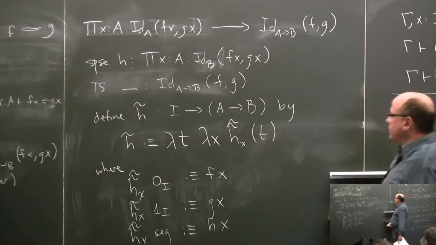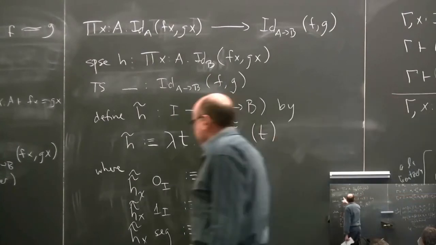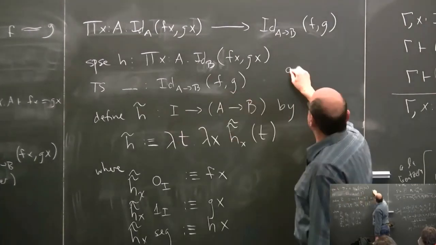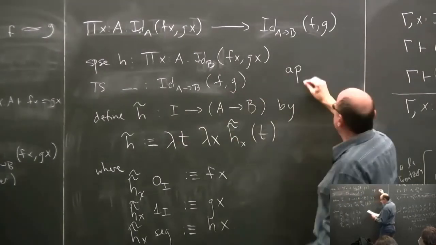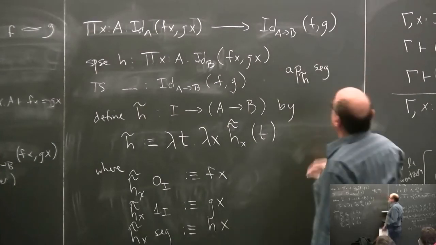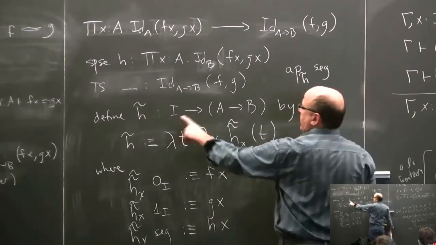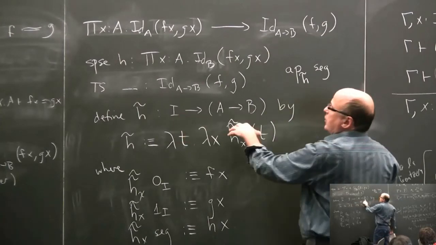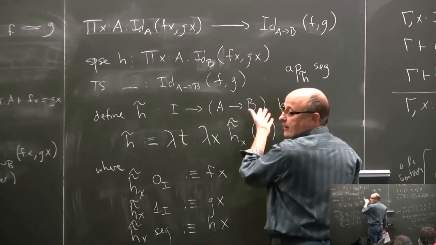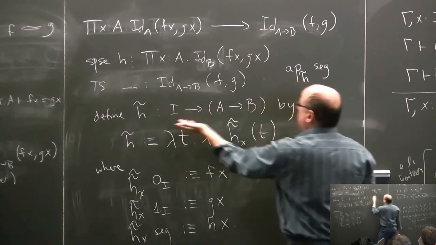So now, if you look at it, what is it that goes here? The thing that goes here is you do an apply to path of h twiddle to seg. So what is h twiddle? It's I arrow A arrow B. That's the kind of thing that can be applied to a path because it's a function out of I, and a particular path.